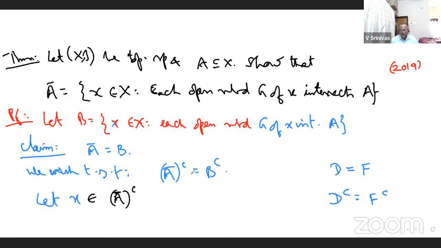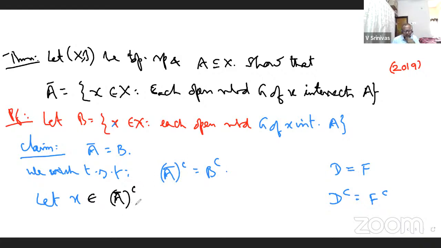Right? Let us take an element from here and show that it is here. We'll show A closure complement is a subset of this, and B complement is a subset of this. To show two sets are equal, show that this is a subset of this and this is a subset of this. So let us start with an element in the left-hand side.